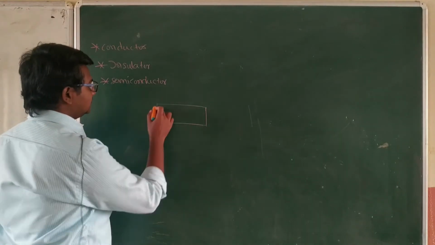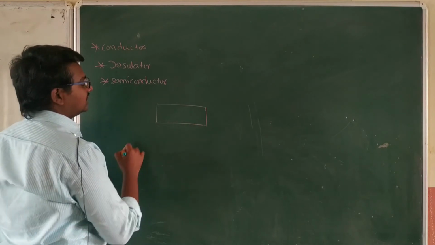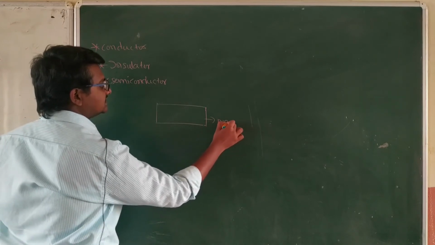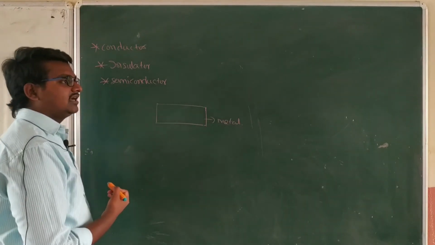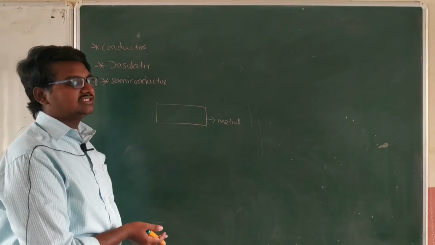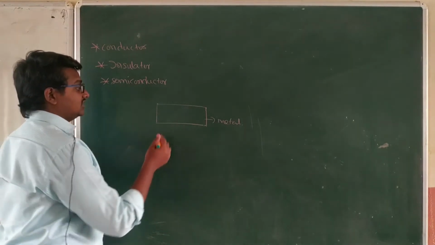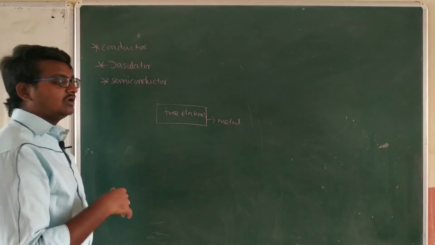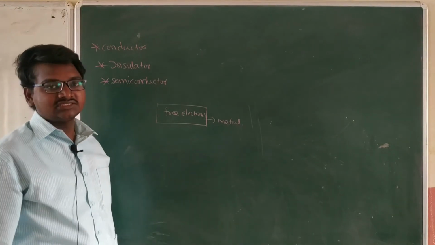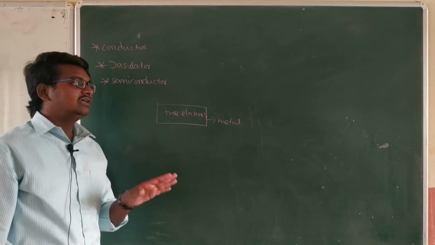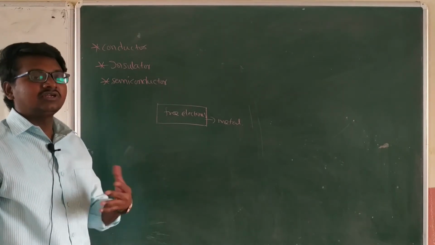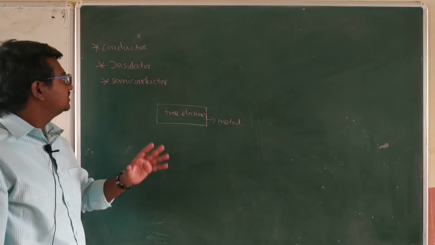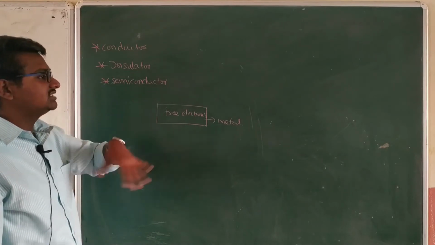Now let's consider a material like a metal. We know already that all metals are good conductors of heat as well as electricity. Why? Because of free electrons. The more free electrons, the greater the conductivity. The fewer the free electrons, the greater the insulation capacity, and it will be considered a good insulator.